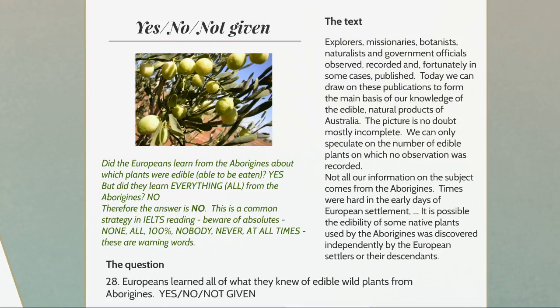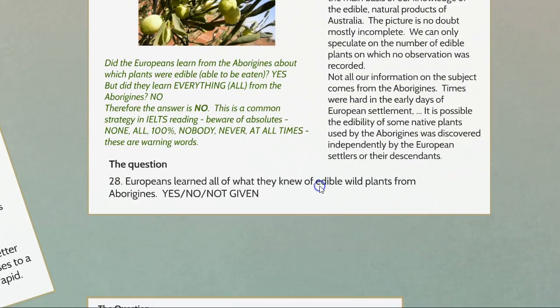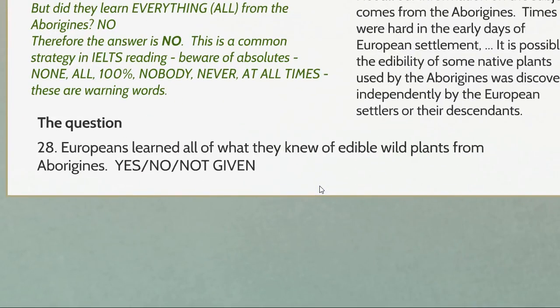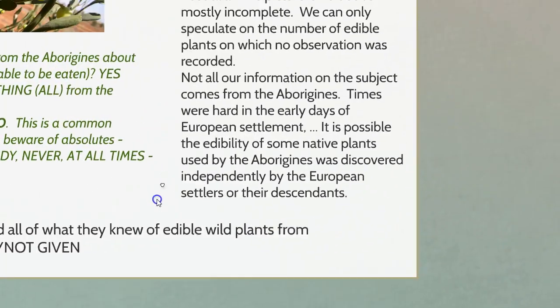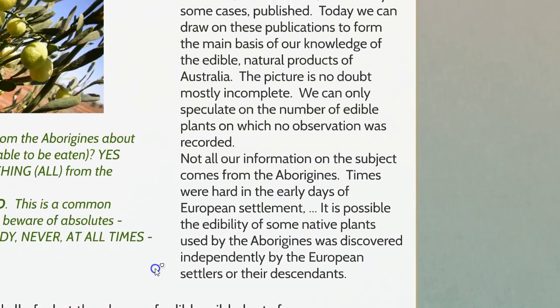Here is a different text. Europeans learned all of what they knew of edible wild plants from Aborigines. This word all is very important. Europeans learned everything about edible wild plants from Aborigines. Here is the text.